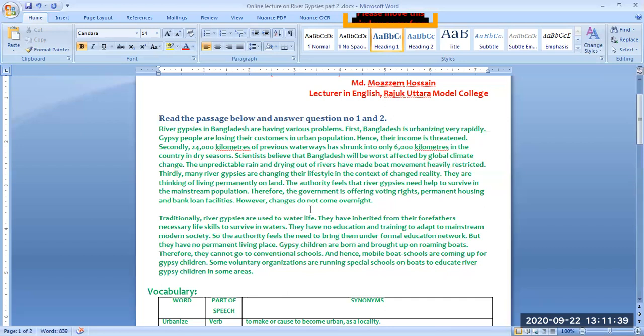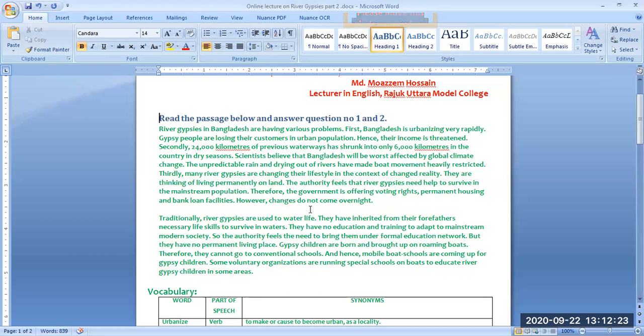Therefore, the government is offering voting rights. You know that gypsy people did not have any voting right, and nowadays the government is offering them voting rights. They can vote and they can select their representative. Permanent housing and bank loan facilities. They have no permanent house, so if they want to come to our mainstream population, they must have some housing facilities that the government must ensure. Then bank loan facilities. If they want to establish themselves in a business or something else for economic solvency or for their earning, the government should help them by providing loan facilities at a low interest.